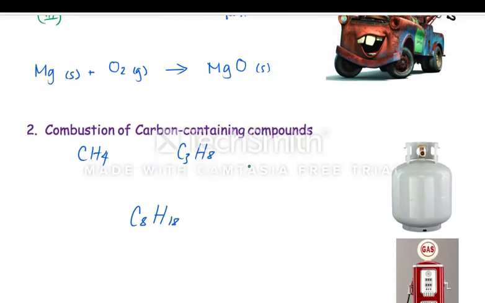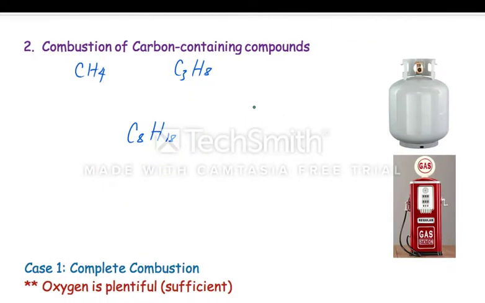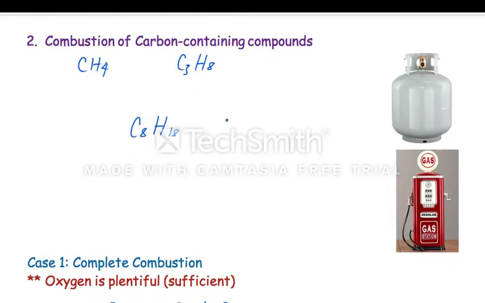Now a second type of combustion, and I think this is the one that you're most familiar with, is the combustion of carbon-containing compounds. So what are carbon-containing compounds? Basically they are compounds that have carbon. So here we have CH4, otherwise called methane. We have C3H8, which is propane, and that's the one that you use in your barbecues.